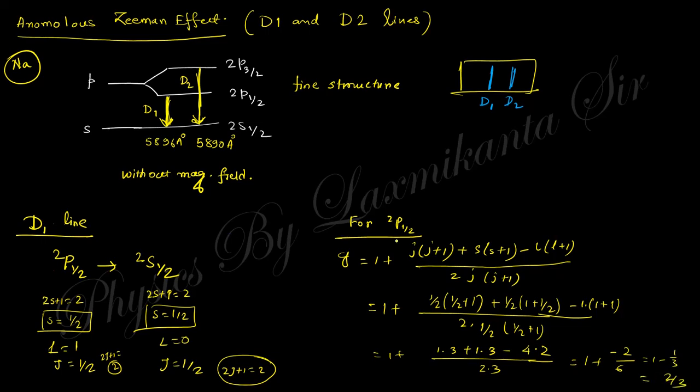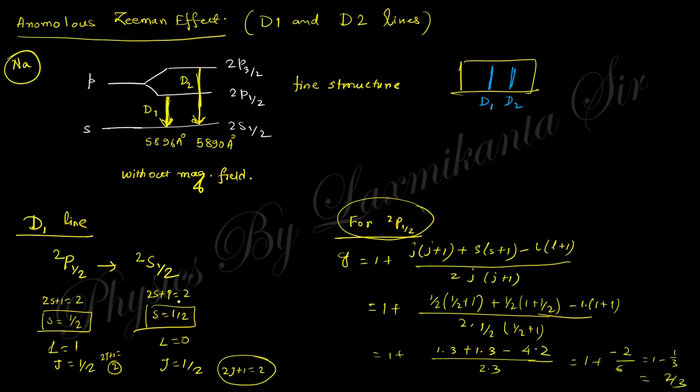So in case of this energy level, the value of g is 2/3. For the 2S1/2 level, what is the value of g? You can see that S is half, L is 0, and J is half. So what is the value of g?